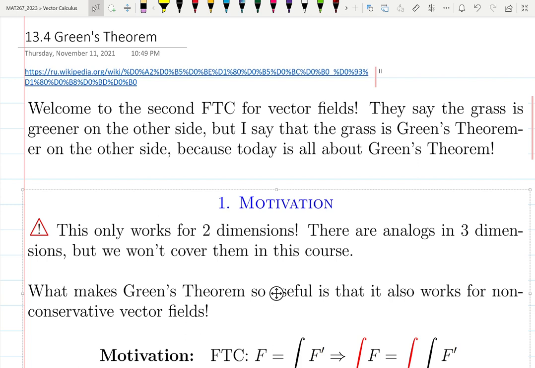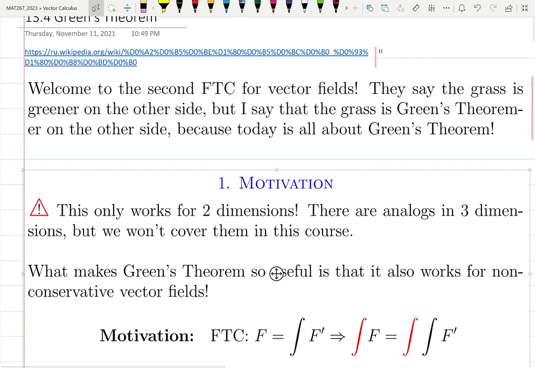They say that the grass is greener on the other side, but I say it is Green's theorem on the other side. Well, because today it's all about Green's theorem. Okay, good. That's my friend's job.